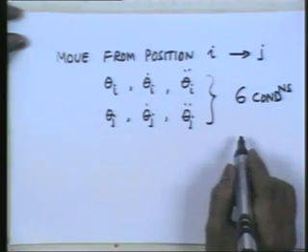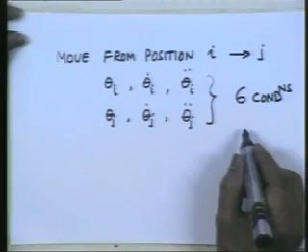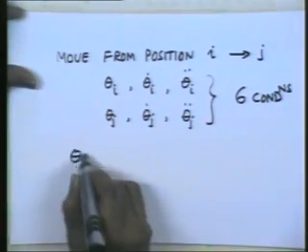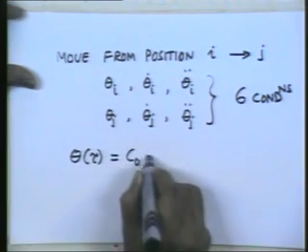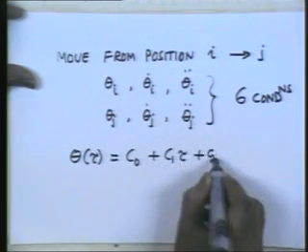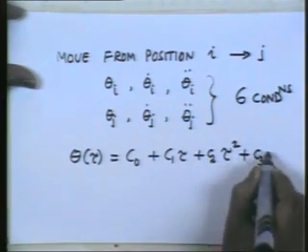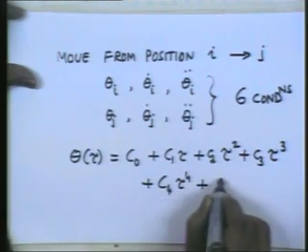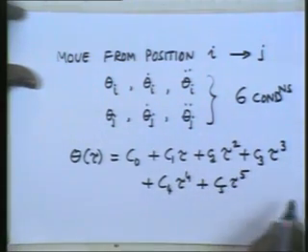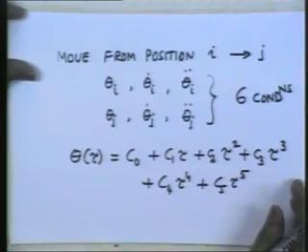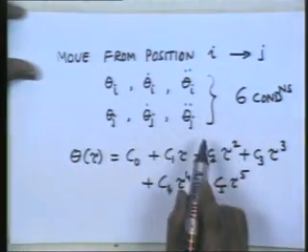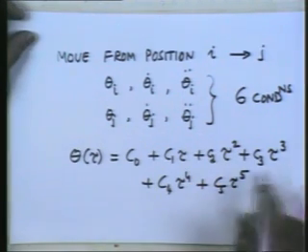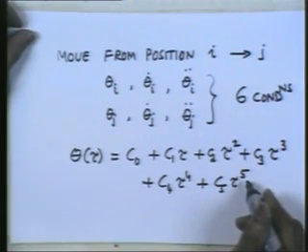When you have 6 conditions, you can generate equations for determining 6 coefficients. When we say 6 coefficients, we are talking about theta of tau being C0 plus C1 tau plus C2 tau squared plus C3 tau cubed plus C4 tau to the power 4 plus C5 tau to the power 5. So we can use a higher degree polynomial if we have additional constraints specified in terms of the accelerations also at the points i and j. So this is one case wherein you could use a higher degree polynomial.